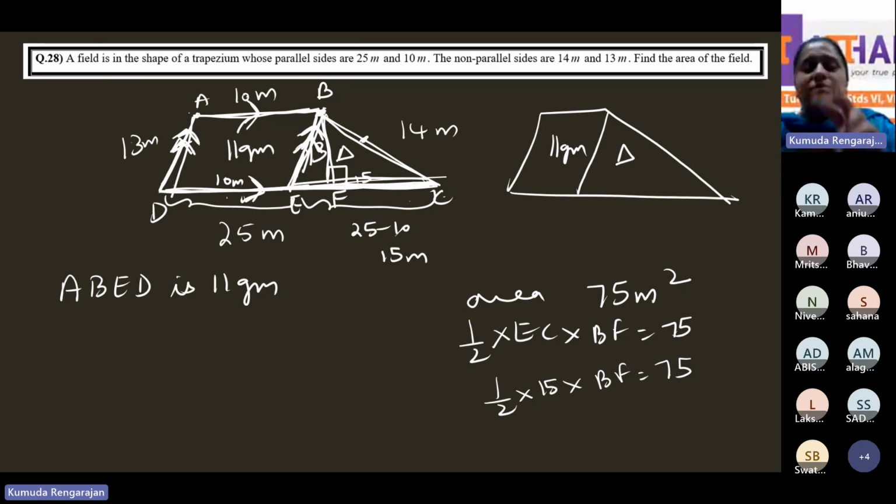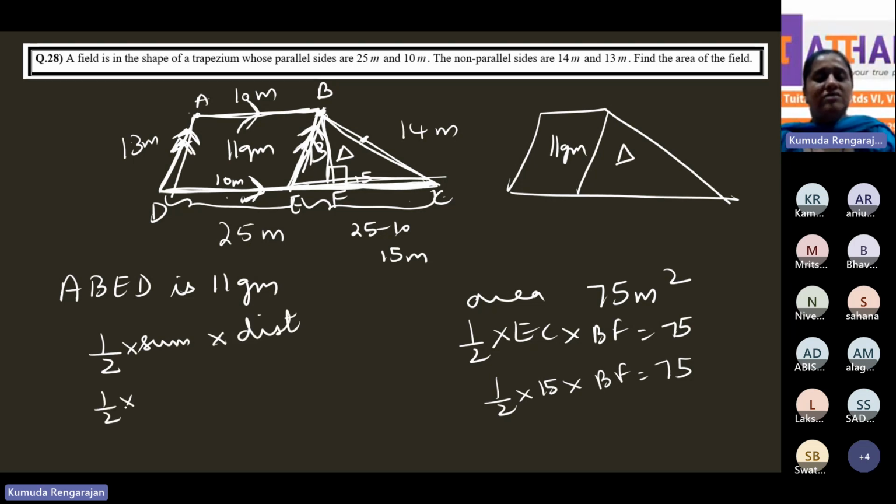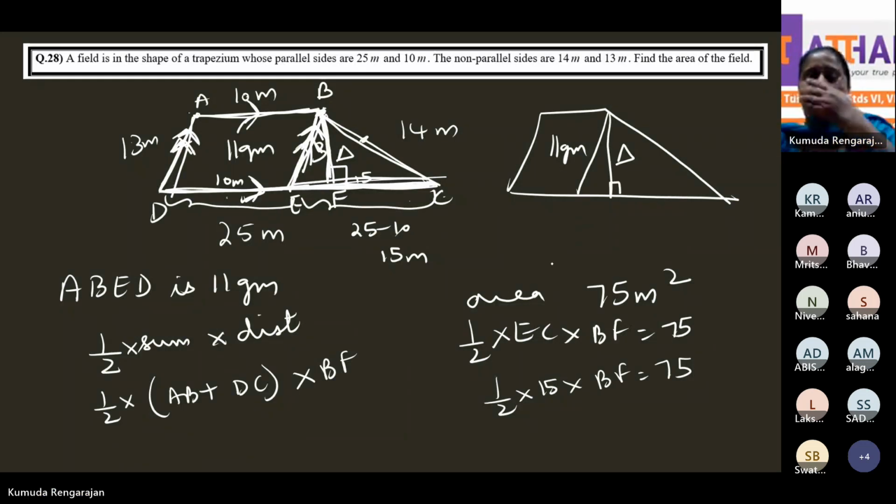Now you can find the area of the trapezium in two ways. The area of the trapezium can be found using the formula half into the sum of the parallel sides into the distance between the parallel sides. That means half into the sum of the parallel sides, AB plus DC, into the distance between them, which is BF. BF is the distance between the parallel sides.